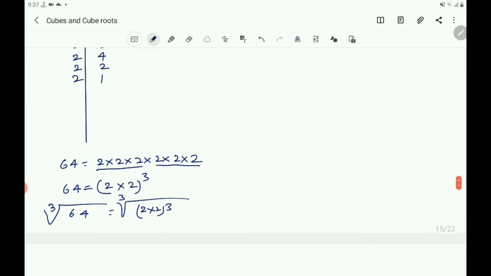Then cube root of 64 equals, here cube root and cube cancel. What is remaining? 2 into 2, that equals 4. So what is the cube root of 64? That is 4.